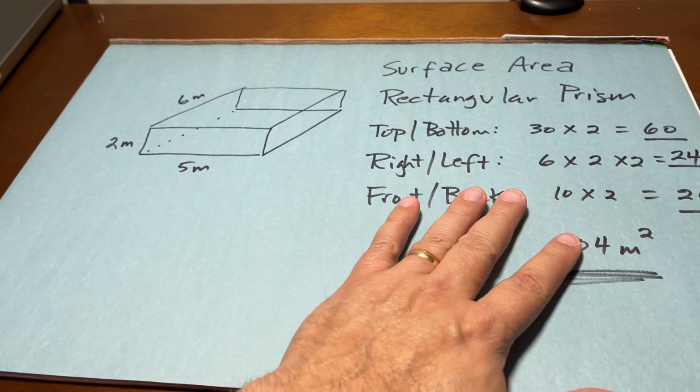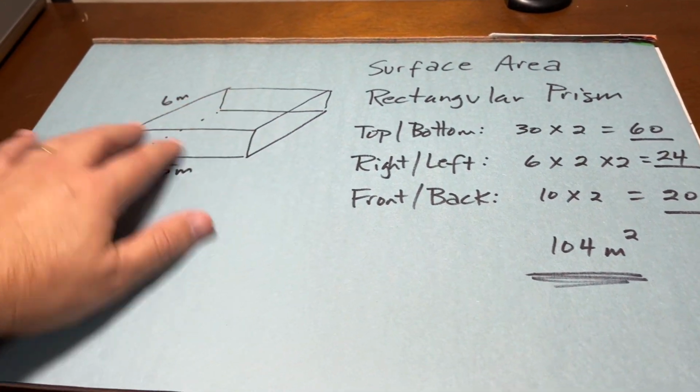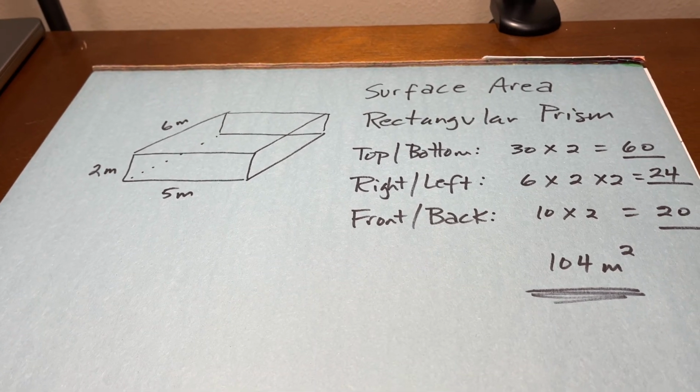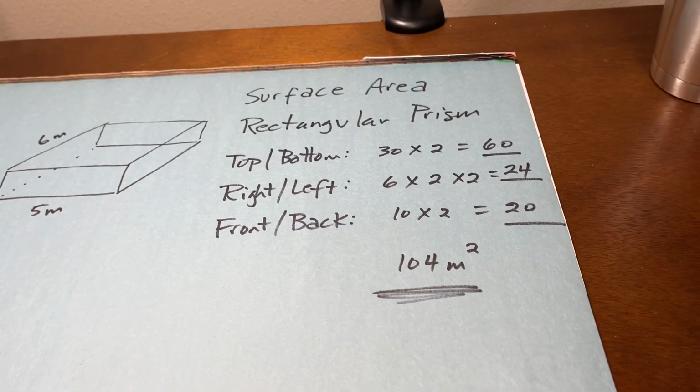But this is the surface area, which is all the areas of each one of the surfaces all added together, 104.